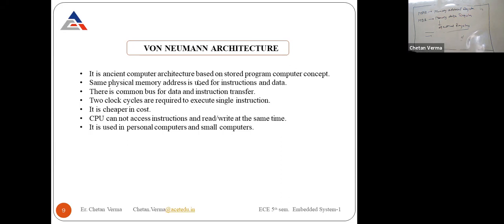There are some points also shown in your PPT. The architecture is based on the stored program computer concept, the same physical memory address is used for instruction and data. There is a common bus for data and instruction transfer. Two clock cycles are required to execute a single instruction. It is cheaper in cost. So those are the advantages of the von Neumann architecture. Okay. Now I have to explain the disadvantages of the von Neumann architecture.